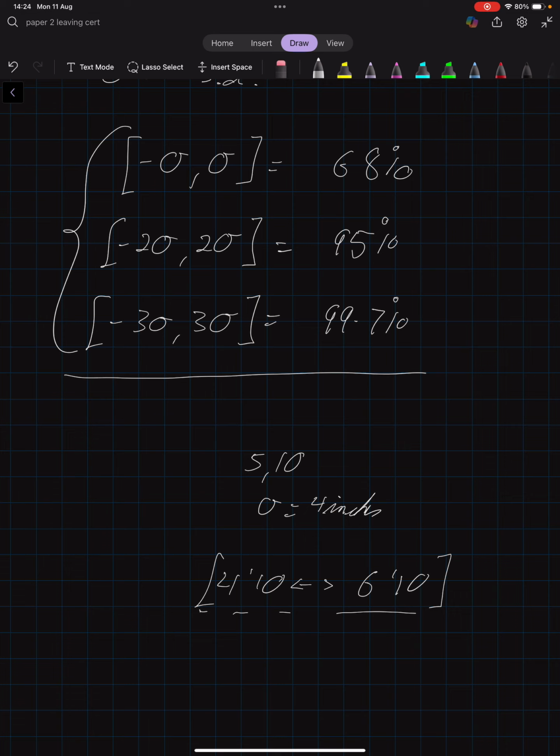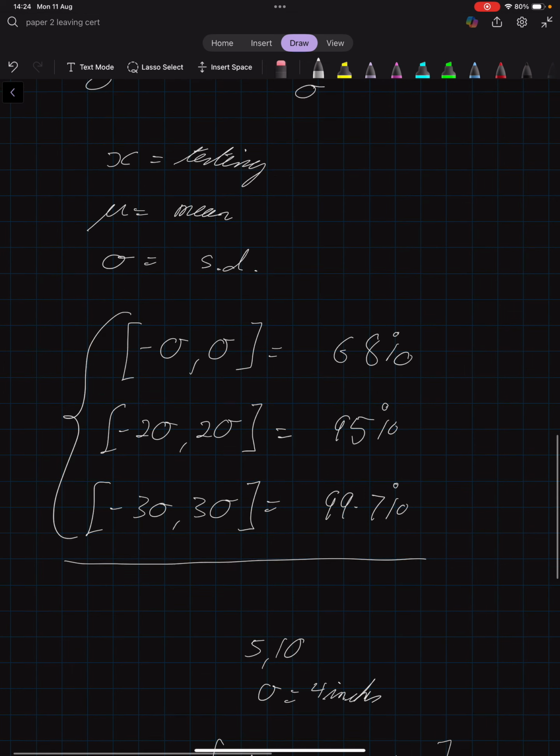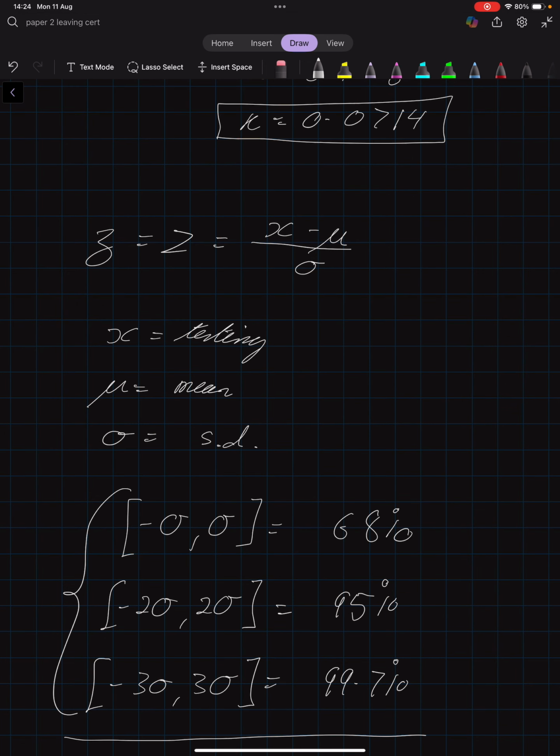So that's what sigma does. It basically tells you how spread out the data is. If it's small, then everything's very bunched together. If it's large, then the data is spread out an awful lot. So that's what this sigma is up here.